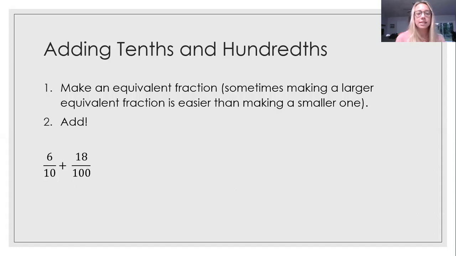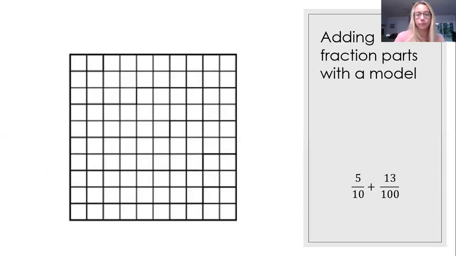So let me walk you through this. If we have 6/10 plus 18 hundredths, I'm going to turn that 6/10 into an equivalent fraction that has the same denominator. So when I do that, I'm going to turn it into 60 hundredths. 60 hundredths and 6/10 are equivalent fractions. Now I can easily add 60 hundredths plus 18 hundredths. I'm going to get 78 hundredths. So first, you're turning your tenths into the equivalent fraction of hundredths, and then you add, that's it.